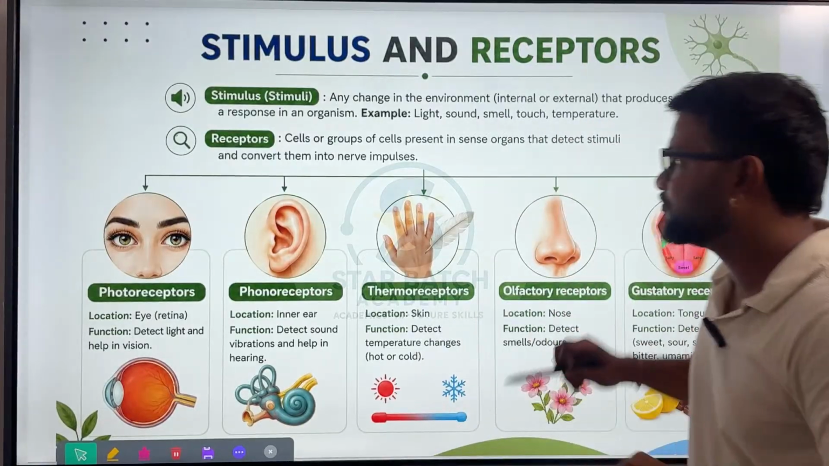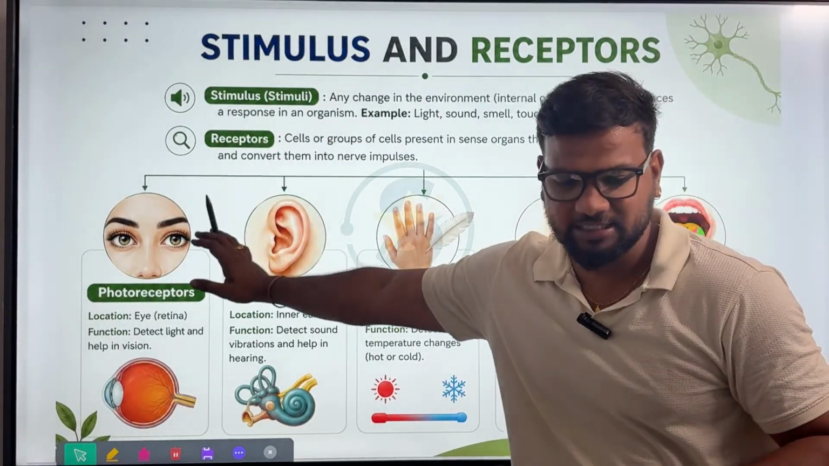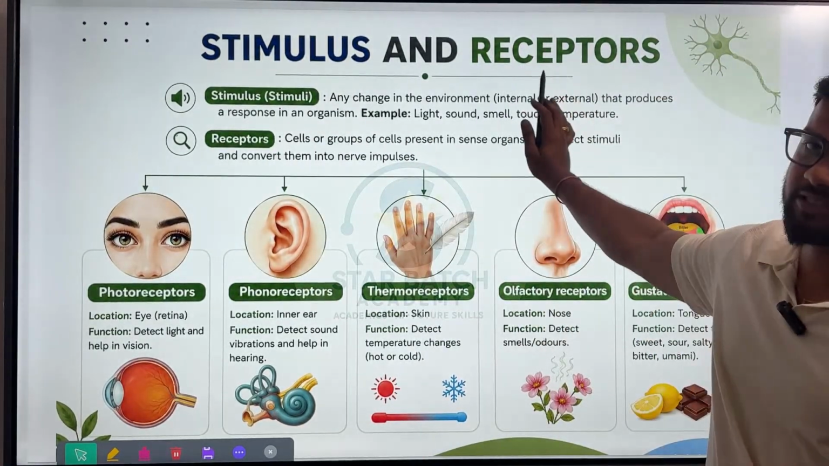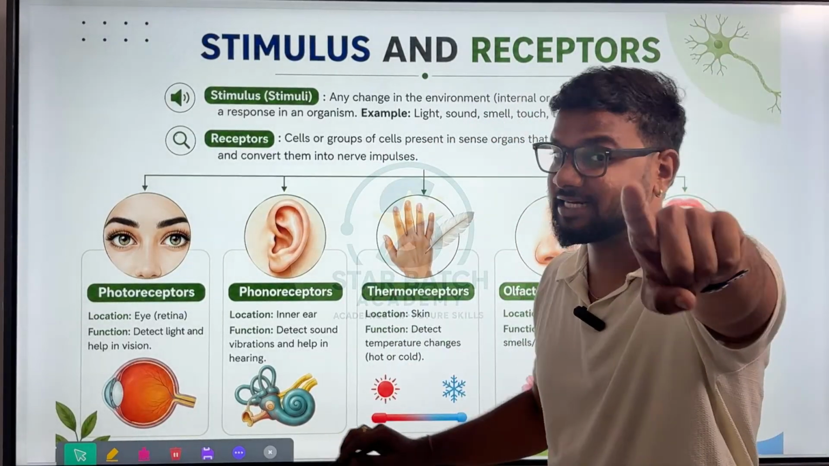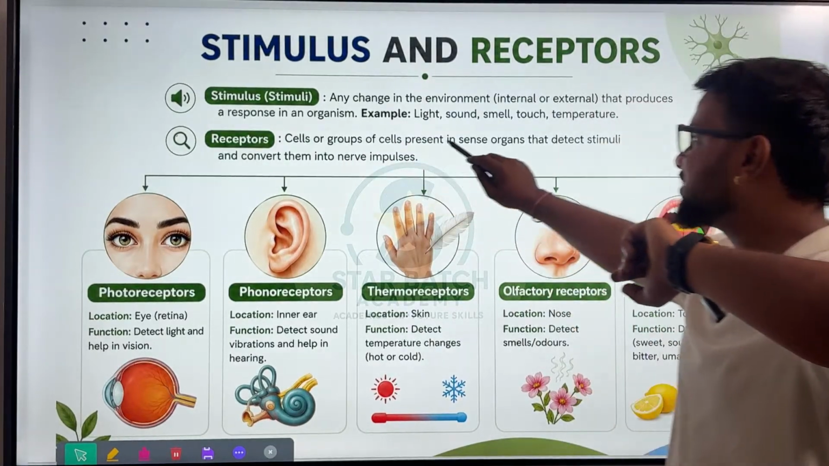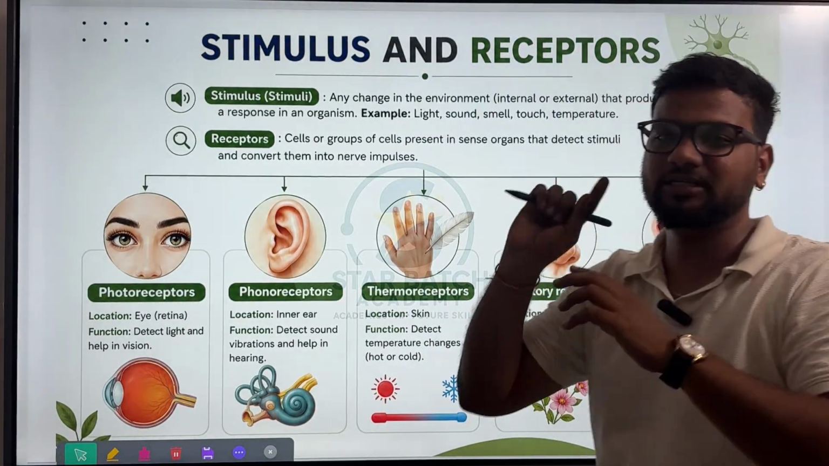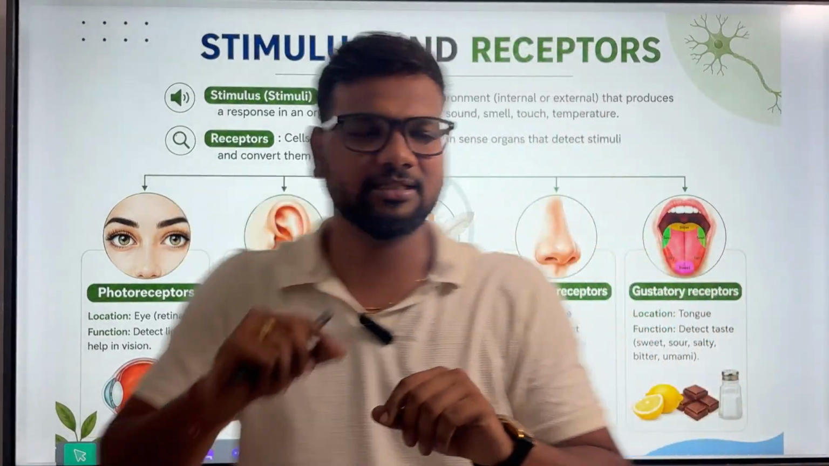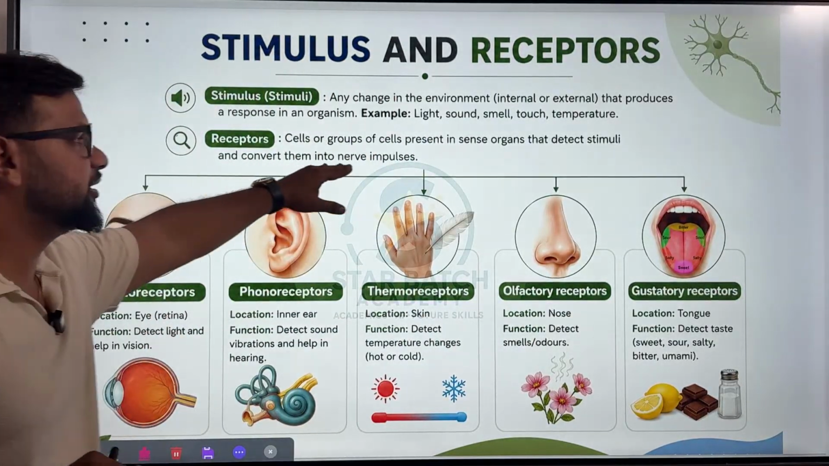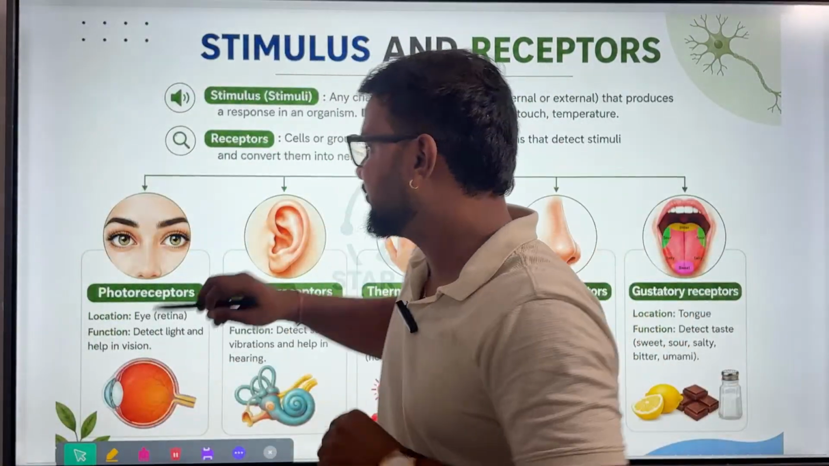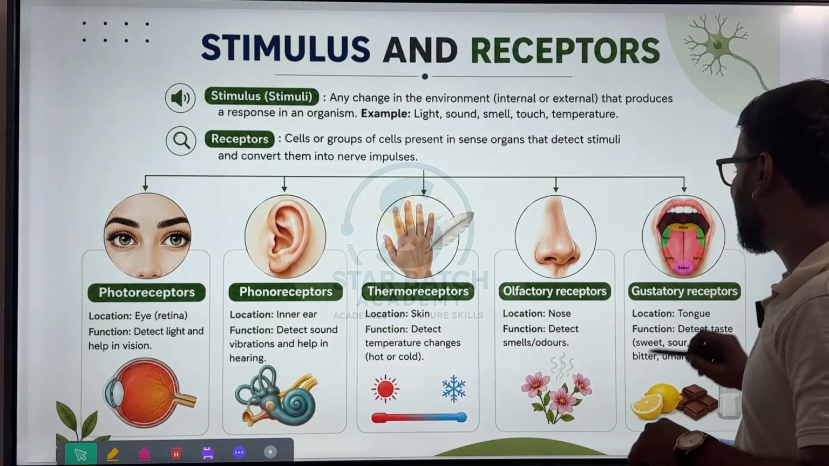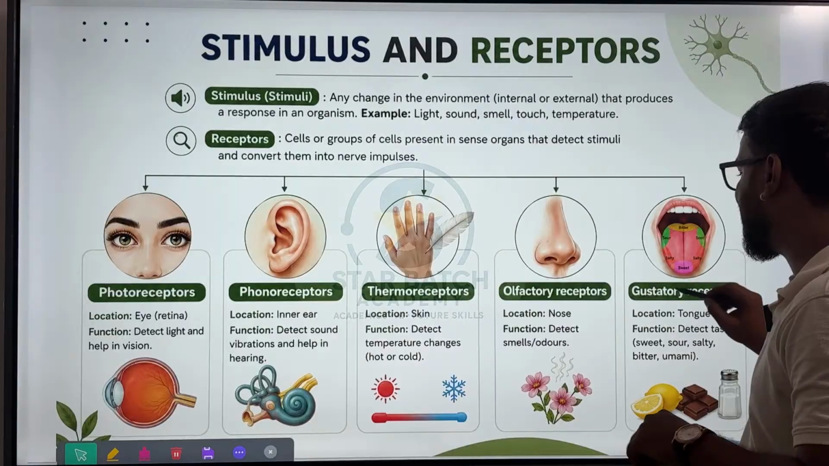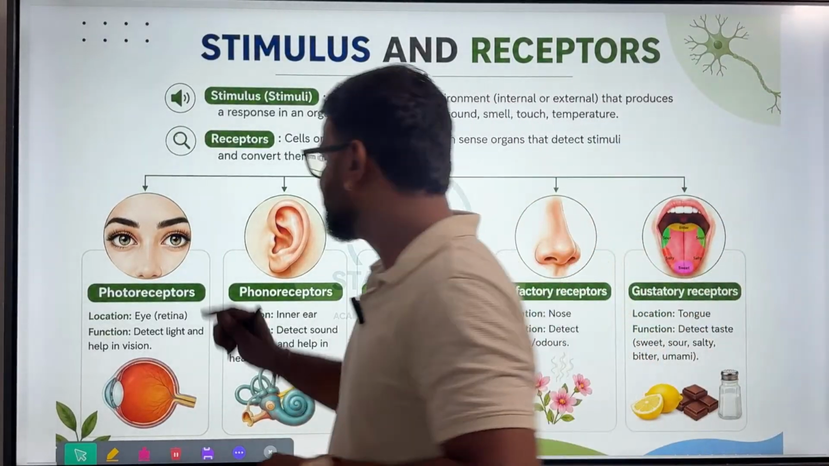Okay, now receptors, we have types of receptors. What are the types of receptors we have? First, understand about the receptor. Receptors are a group of cells present in the sense organs to detect the stimulus. It detects the stimulus and converts it into a nerve impulse. Here we have the photoreceptor, phonoreceptor, thermoreceptor, olfactory receptor and gustatory receptor.